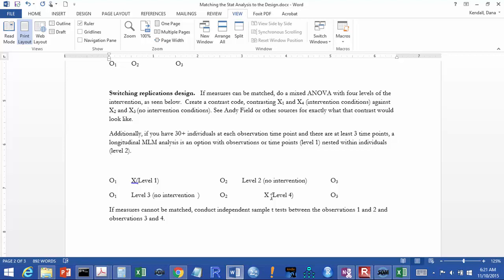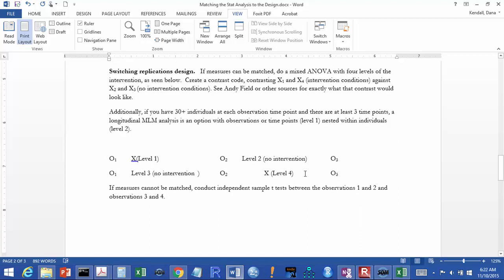Now, if the measures can't be matched, just do independent t-tests for the groups between time 1 and time 2, and then do another separate t-test for time 2, time 3. That's totally doable. And your pattern of results should look like, in that case, that you would have one group doing significantly better than the other between this time point. So this would be whichever group got the intervention, and then it should be reversed at these time points.